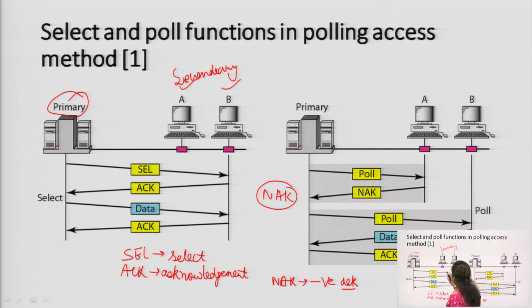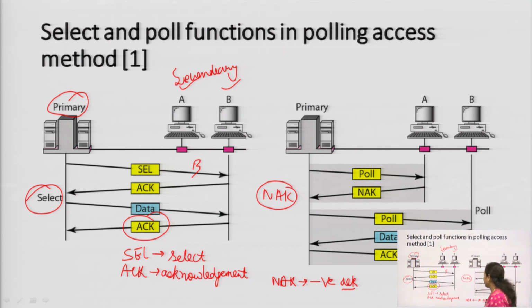So, it has selected this one, B1. It has selected it by sending a frame, which is shown by SEL. Then it has sent an acknowledgement that yes, it has selected, which means a connection has been set up between the primary and the secondary computer B. Then the data will be sent, and again the acknowledgement will be received at the primary end. So, this is the polling function.